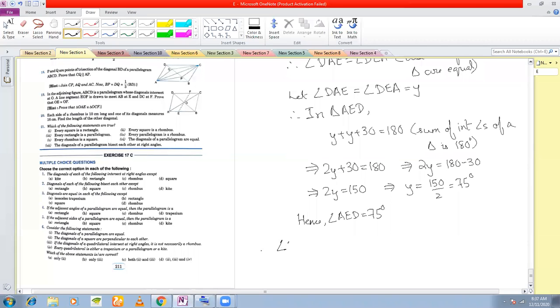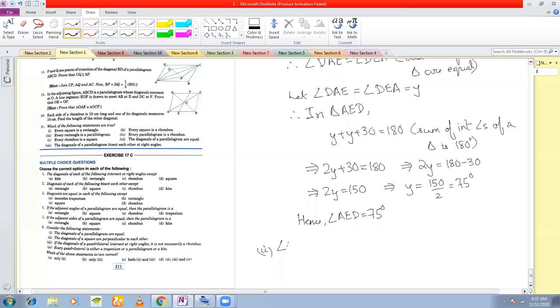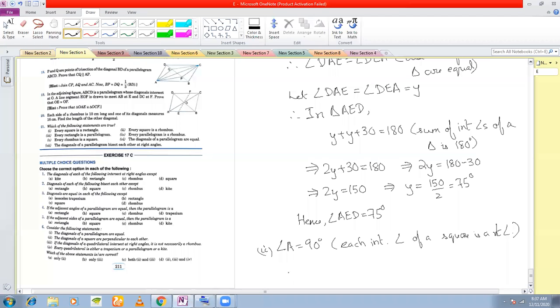So angle A for the second part. This was the first part. Angle A is equal to 90 degrees because each interior angle of a square is a right angle. So therefore, what is angle EAB? Angle EAB is angle A minus angle AED, which is 90 minus 75, which is 15 degrees.